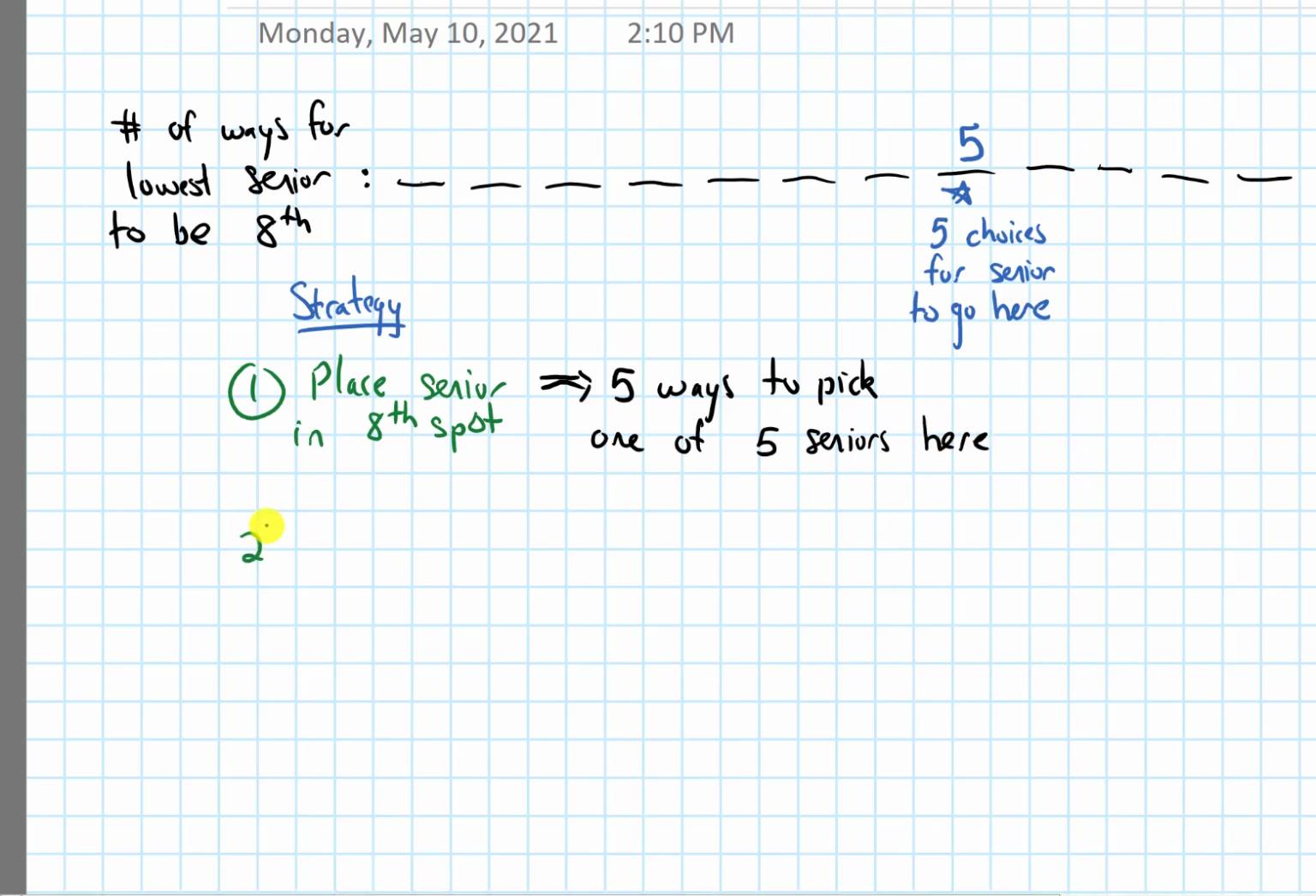Okay, and then after that, now let's place the other seniors. And how many are there? Let's see, there's 4 of them. Place the other 4 seniors in, well, the lowest senior is in the 8th spot. So that means these other 4 have to be in the first 7 somewhere. So the other 4 seniors are in the first 7 spots somewhere. And the order in which we place them matters.